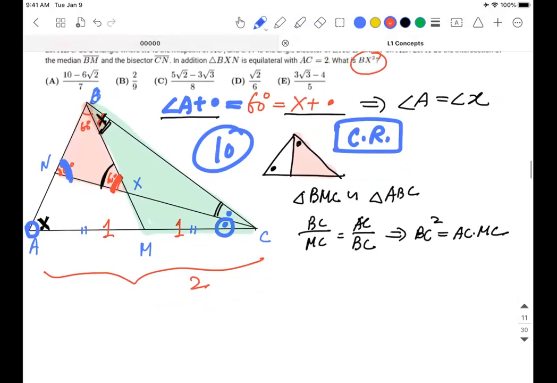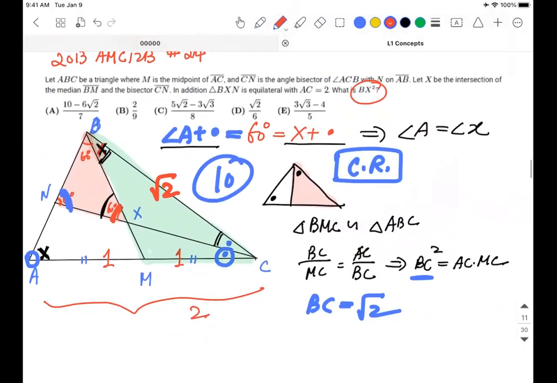As long as you do this, what's going to happen? You will be able to get a value of BC. BC will be equals to √2, right? This is going to be your √2. Okay? As long as I get my BC is √2, I'm kind of okay, ready for my angle bisector.